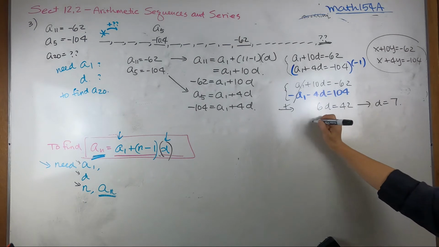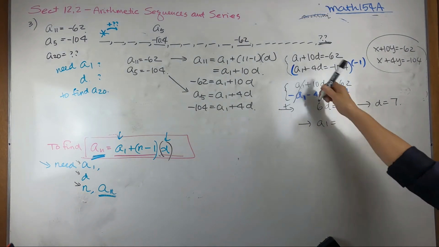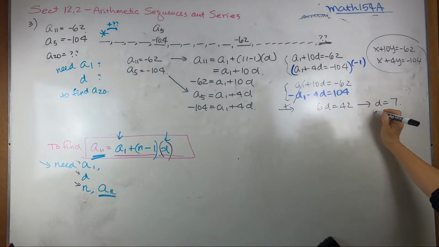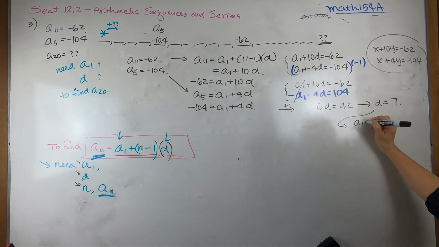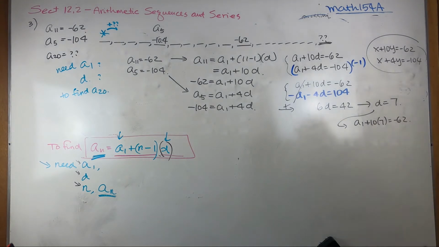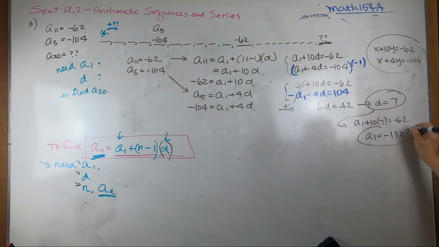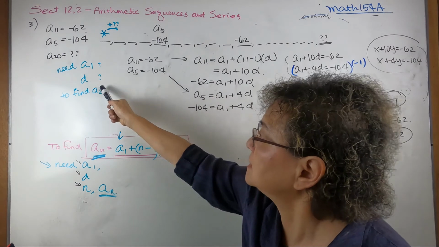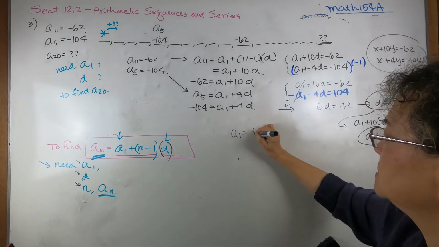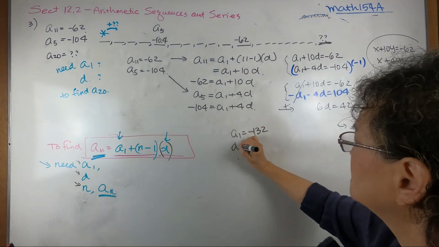Then what's your A1? You plug in 7, so A1 plus 10 times 7 equals negative 62, right? You subtract 70 on both sides. A1 would be what? Negative 132. So we got our A1 and D. A1 is negative 132, and D is 7.